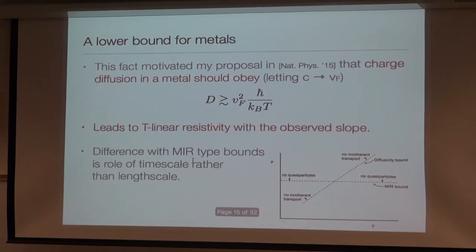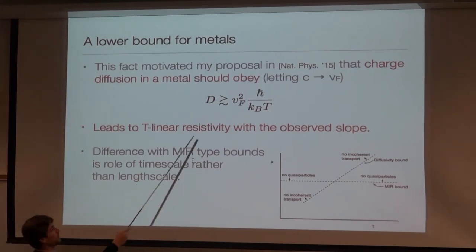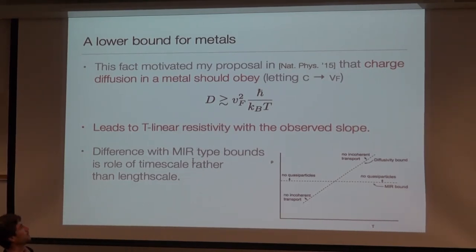Excellent. But we'll come back to these velocities. So, this motivated, I guess it's a second order conjecture, because the conjecture is a modification of another conjecture, that diffusion in a metal should obey this. Okay. So it's the same bound as before, but instead of C, I'm going to have a VF there.